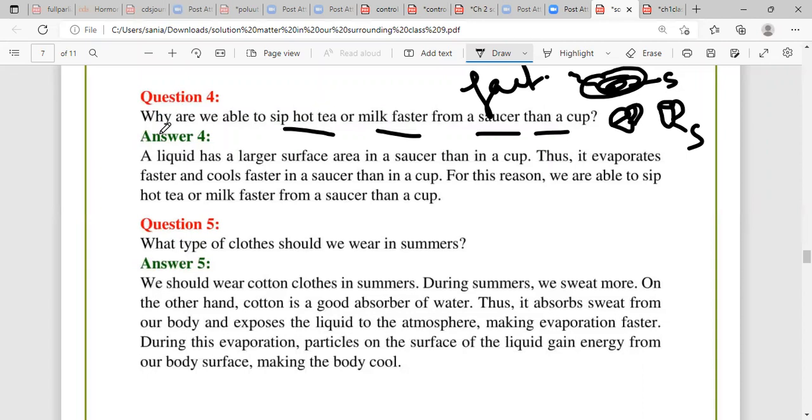So the question is, why are we able to sip hot tea or milk faster from a saucer than a cup? A liquid has a larger surface area in a saucer than in a cup. So it evaporates faster and cools faster in a saucer than in a cup. For this reason, we are able to sip hot tea or milk faster from a saucer than a cup. Clear? Yes. Jasleen, clear? Yes, ma'am. Okay, write it down.